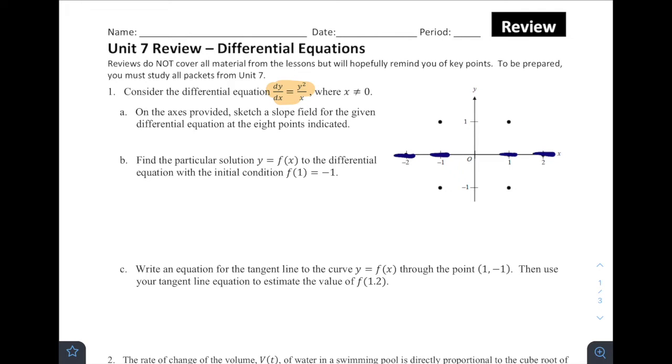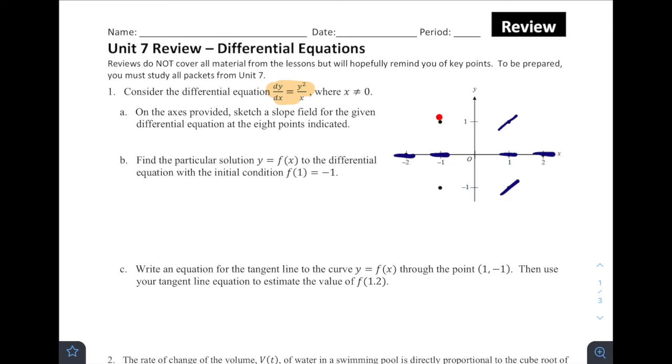Now I only have 4 points left, and my goal here is to take the x and y and to plug in and to see what I get. This is the point (1, 1). If we plug in 1 for y and 1 for x, we get 1 squared over 1, which is 1. So I'm going to draw a little slope line with a slope of 1. If we plug in the point (1, -1), -1 squared is +1, 1 over 1 is 1 once again, and so we should see 2 lines that have the same slope at these 2 points.